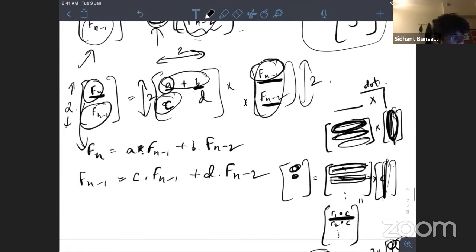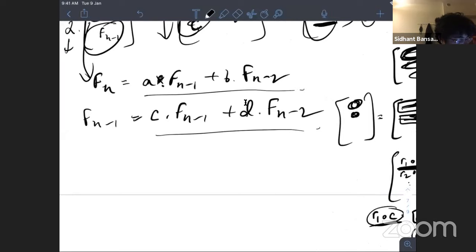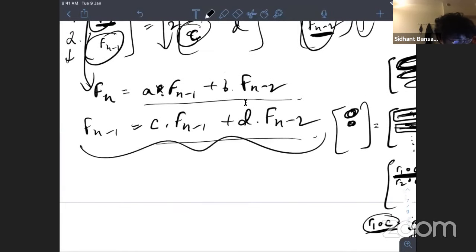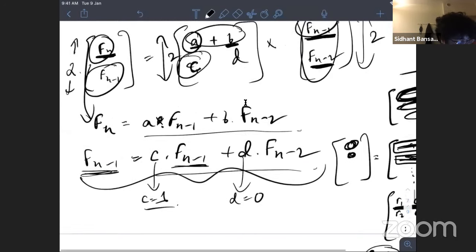So here in the Fibonacci, you've got this thing, right? A, B, and C, D. Now think about this. First, look at this C, D. This is pretty trivial. You can say, oh, Fn is here, Fn is here. Just put C as 1 and D as 0, and this equation is satisfied, right? Trivially, it's satisfied.